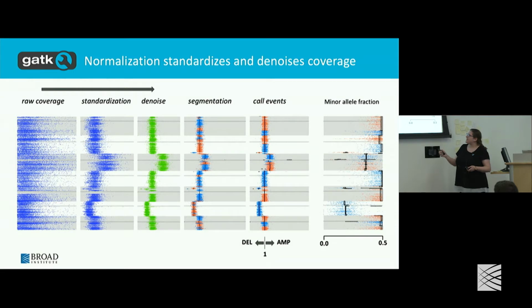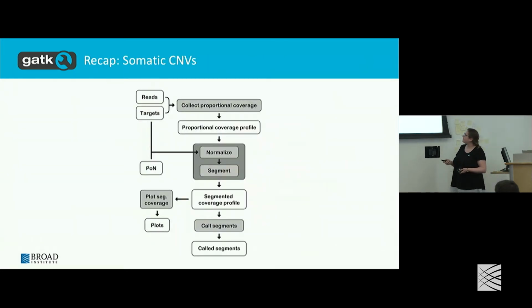Once you've denoised, there's a segmentation step, which will break it up into chunks so that you can say, this chunk is where I'm going to call an event. So here we see maybe there's some called events in this region. Finally, we can also look at heterozygous SNPs across the same regions. If we were to see some kind of copy number event, we would expect the minor allele fraction to not be 0.5. We would expect it to be lower because there's been some kind of alteration there. So that's just another way of looking at the data to see that something is happening in this region. We'll talk more about this pipeline on day 3, I believe.